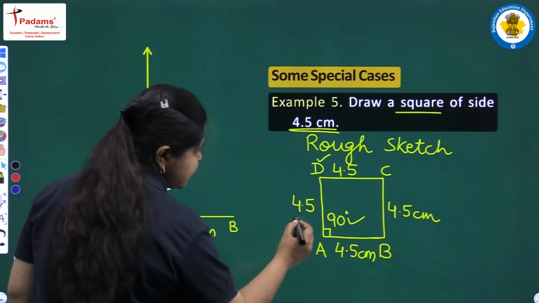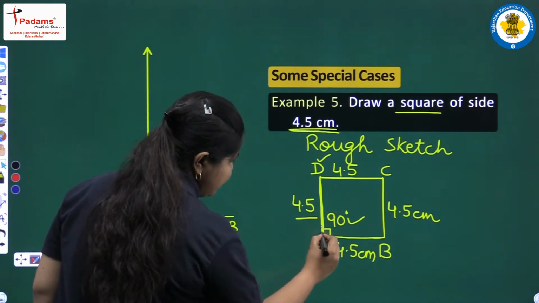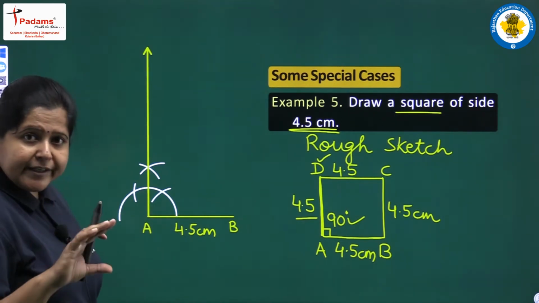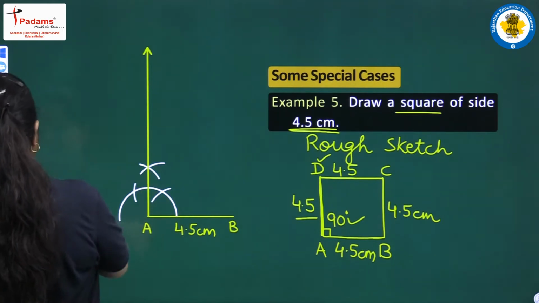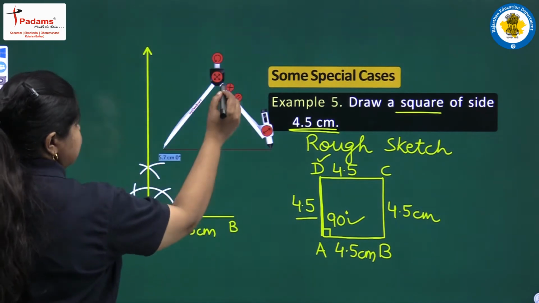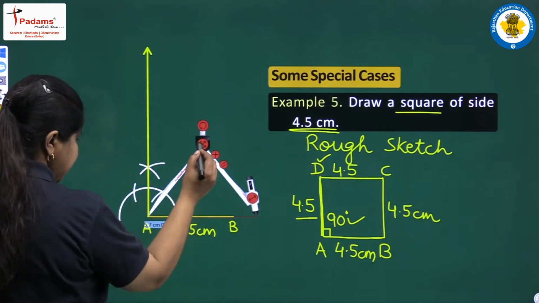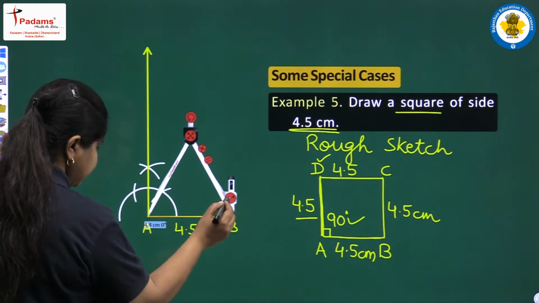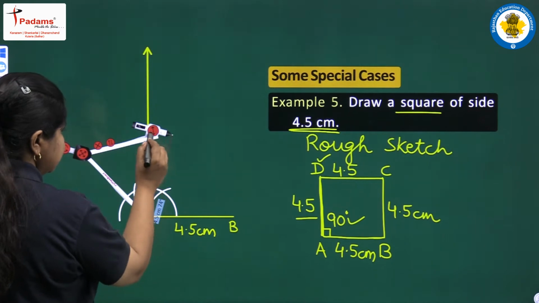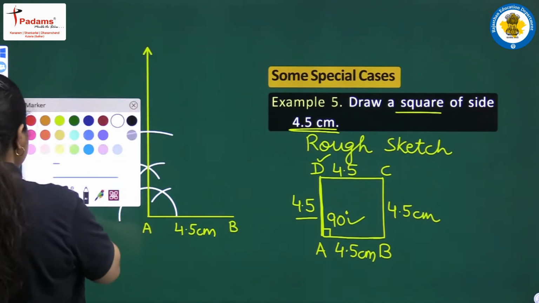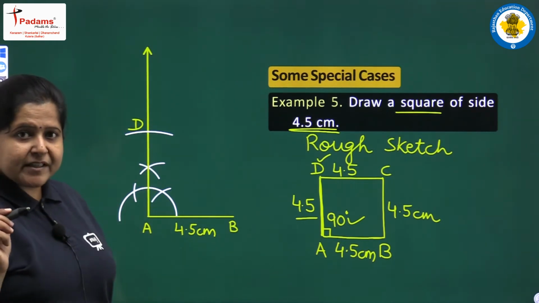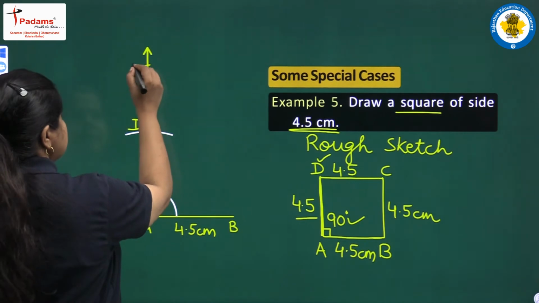For this we know this distance AD, it measures 4.5. So we can easily keep the center at A, and with radius 4.5 we will draw one arc. Let us bring the compass back. Keep the center at A and radius 4.5. In this way we will draw one arc, and then we get this point D with us. I hope it is very much clear to you. We can name this point also as point P.